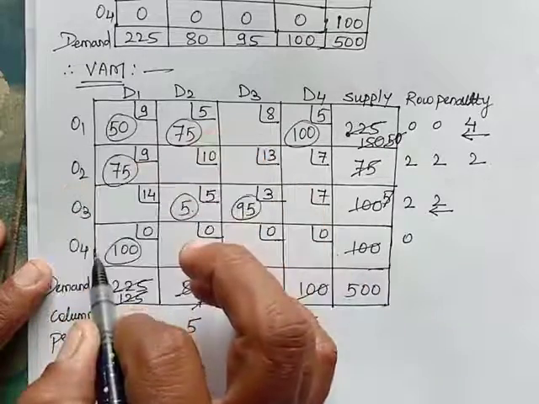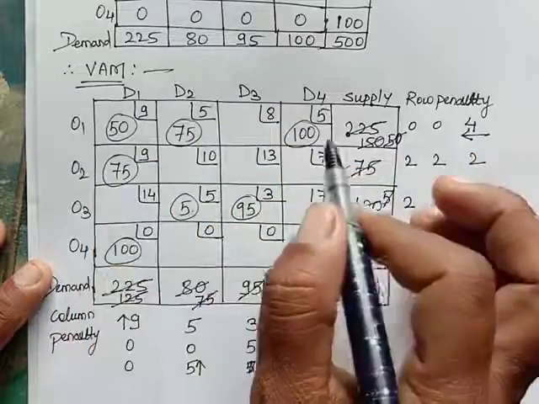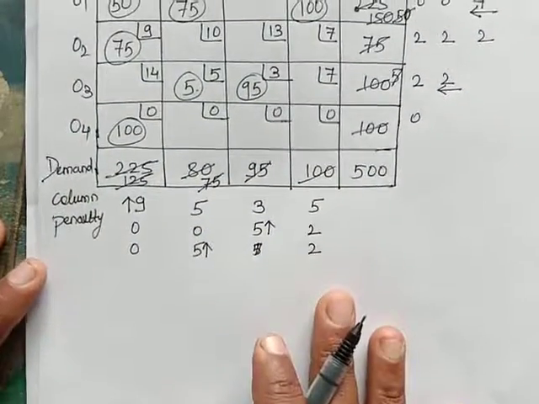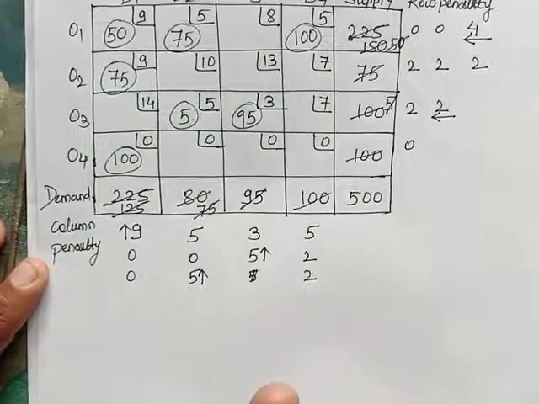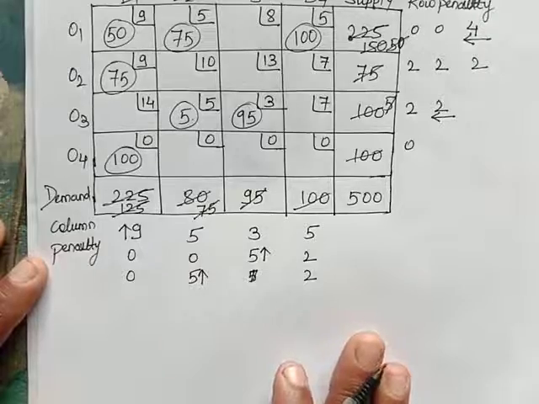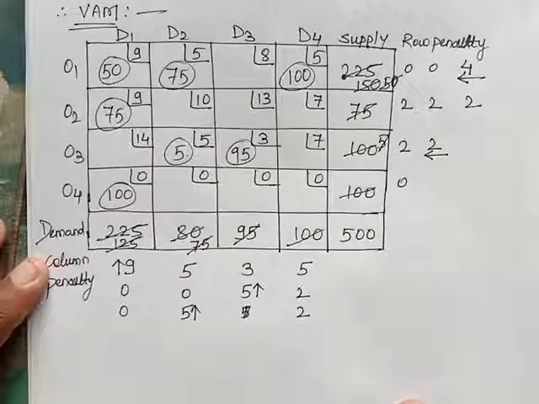How many origins? 4. Destinations? 4. 4 plus 4 is 8, minus 1 is 7. So there are 7 allocations, and m plus n minus 1 is also 7. So it is a non-degenerate solution, and we can easily apply the optimality test for this. Fine, so let's do that.